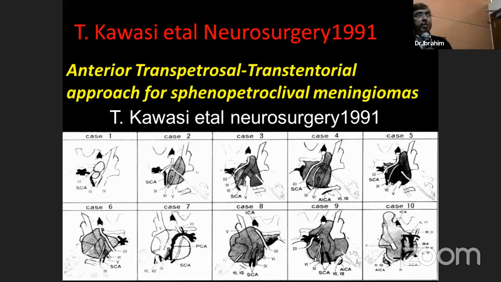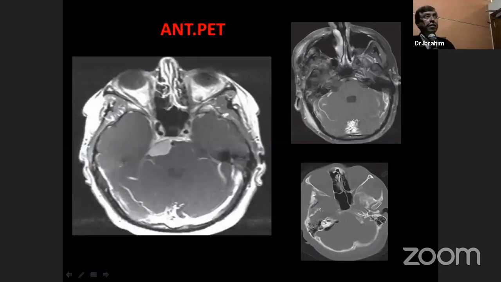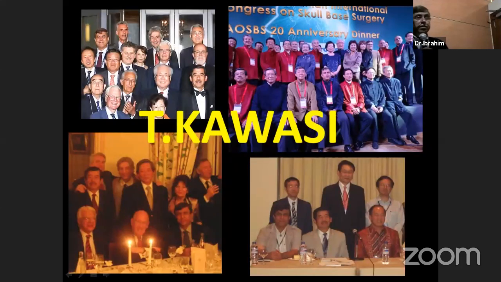So he published this paper, Kawase 91, anterior transpetrosal approach. So this is a meningioma, you come anterior petrosal and remove it. This is Takeshi Kawase.